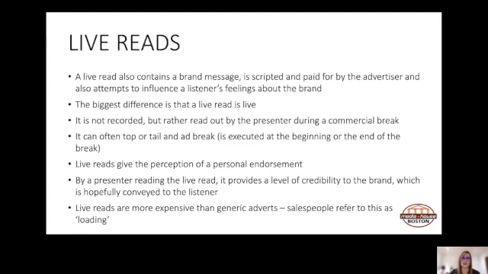It can often top or tail an ad break. So it can be read out at the beginning of the ad break or at the end of the ad break. Live reads carry with them this perceived endorsement, okay? Because it's a personal delivery, it's the presenter, him or herself, that's reading this live read on air. They lend a certain level of credibility to the brand, which is hopefully then conveyed to the listener.